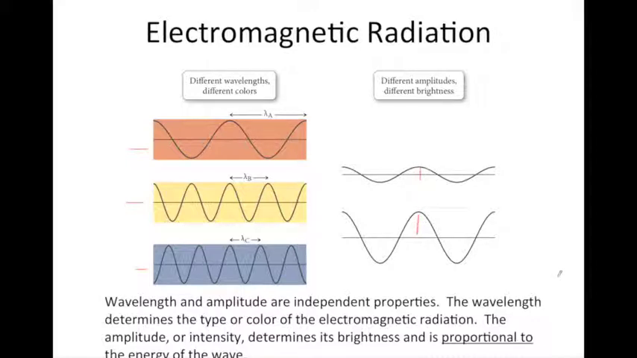And the amplitude, also called the intensity, determines the brightness of the light. So the greater the amplitude, the brighter that type of light, and also the more energy that wave would have. The higher the amplitude, the more energy a wave has. So the amplitude is proportional to the amount of energy for that particular wave.